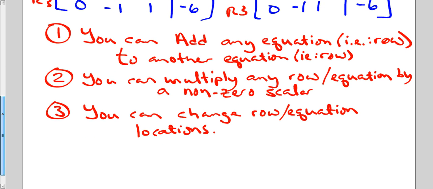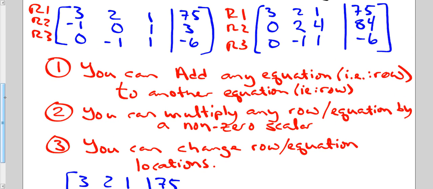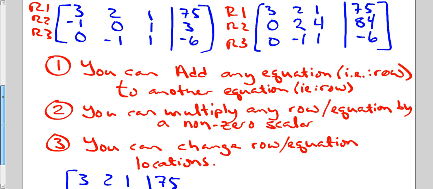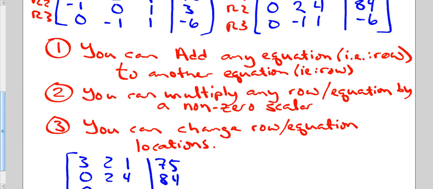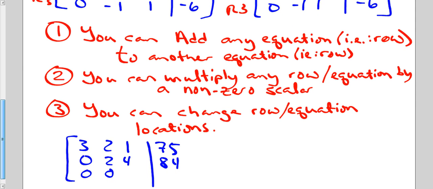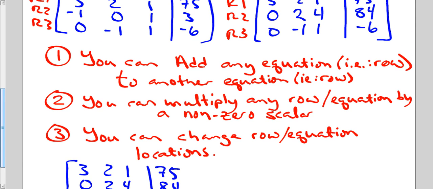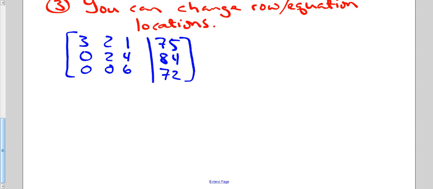I'm going to write this down again. It's 3 2 1 7 5, 3 2 1 7 5, 0 2 4 8 4. And then I'm multiplying row 3 by 2 and adding row 2. So my first entry is what? Second entry is going to be 0. Third entry, so remember, row 3 times -2, or row 3 times 2, add 4, that's 6. -6 times 2, add 84, 72. There is my new system.